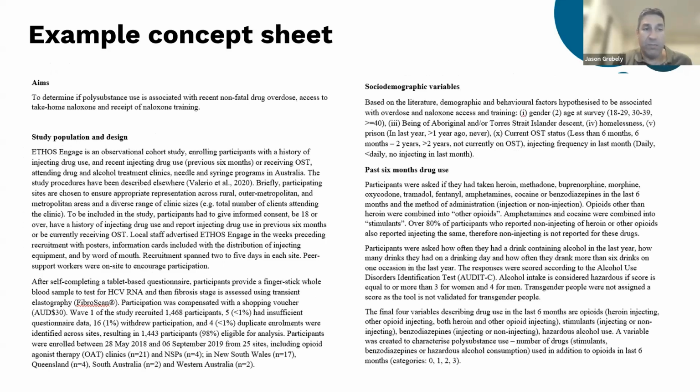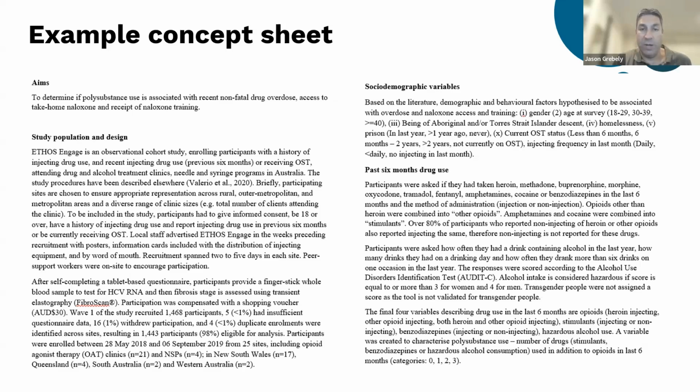Aims. This specific aim was to determine if polysubstance use is associated with recent non-fatal drug overdose, access to take-home naloxone, and receipt of naloxone training. So a very concise aim written there. Study population and design: describing the study, where were the people recruited? What were the inclusion criteria? How did recruitment occur? And then of those participants, what were the procedures? In this instance, it gives a little bit of context around the study in the second paragraph, including a little bit of information about the sites.